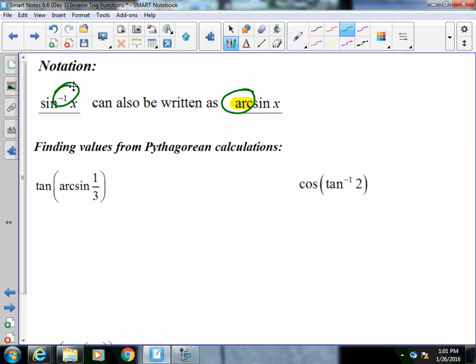Find tangent of the arcsine of 1/3. Well, I can't think from the pi plate of an angle that has an arcsine of 1/3, so I'm simply going to call that theta. And I'm going to make up an angle whose sine value is 1/3. So if I call that theta in my picture, if its sine value is 1/3, I know that this is 1 and this is 3. And no, my triangle is not drawn to scale.